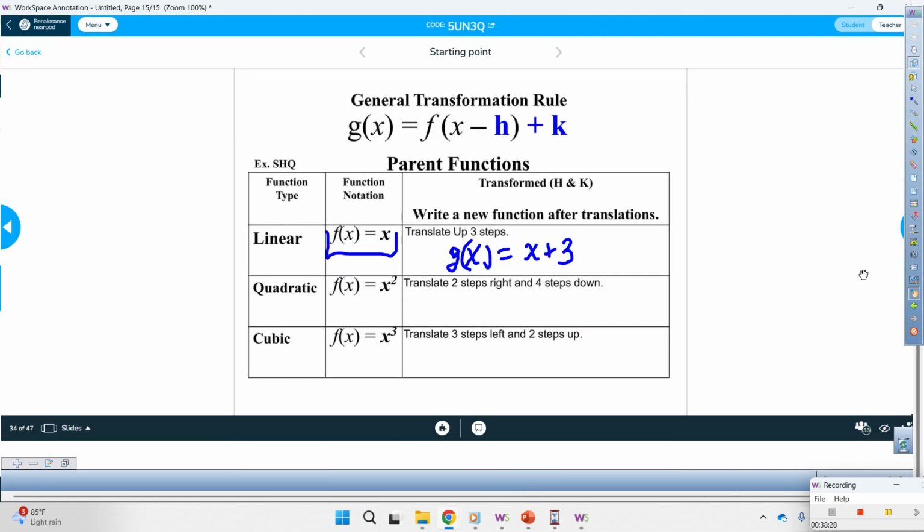Not bad, not bad. We still have time before we start backing up. Go with the second one, quadratic. This is our parent function, and it says translate 2 steps to the right, 4 steps down. Write that in there. All right, if we get this one correct, we're done. If not, we're going to do a couple more, even if the bell rings.